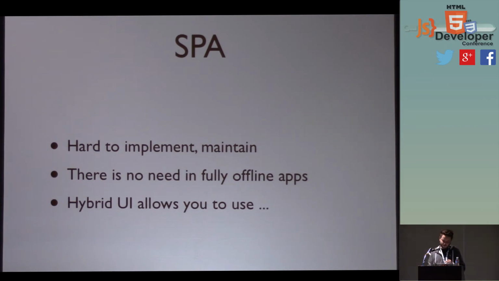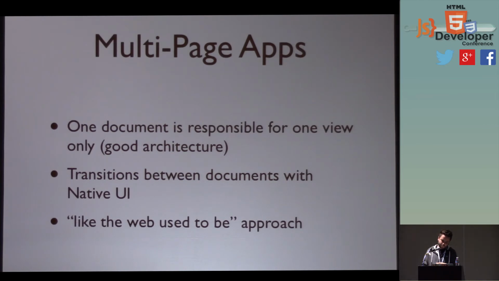And if you use hybrid UI, you can do multi-page apps, so that only one document is responsible for the one thing. So there's one HTML document that is responsible for listing things, and then another one that is responsible for showing that. And then you get nice transitions between the documents with native UI. And it's way nicer to do it like this, because it's like the web used to be.